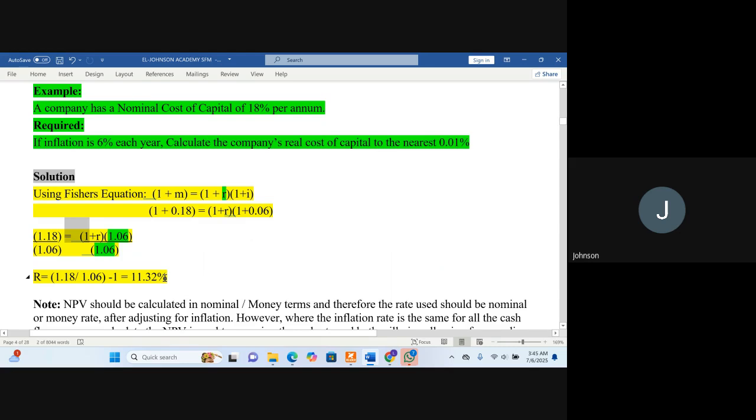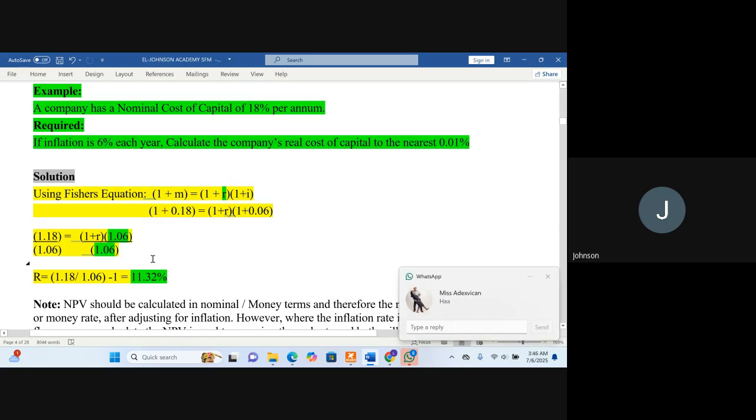11.36%. So this one now is what we now call the real cost of capital. The real cost of capital is 11.36%. Now, if you decide that you want to just minus this 6% from 18%, you would have gotten a wrong figure. Okay? You would have gotten like 12%. But when you use Fisher's equation, it will give you the right thing to use.